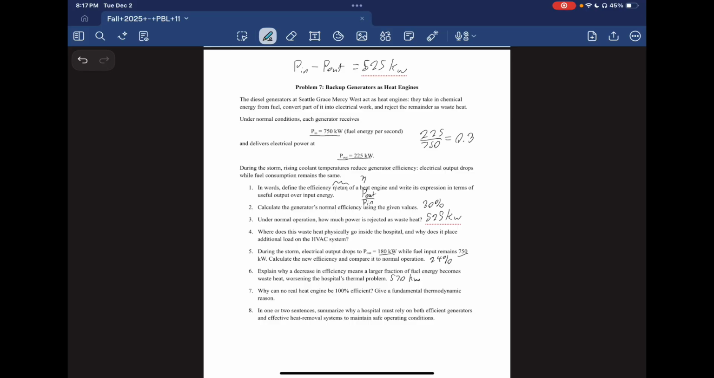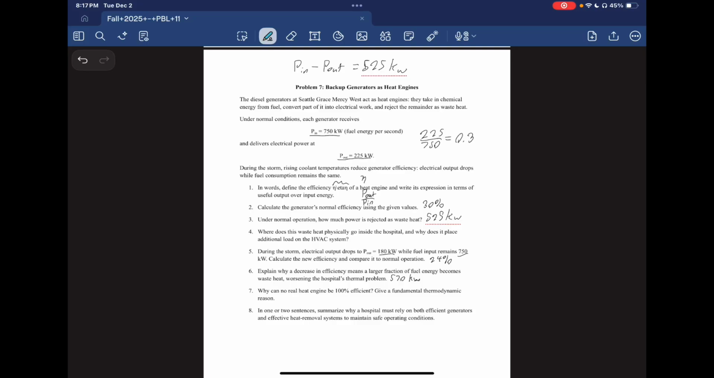And then no real heat engine can be 100% efficient because there's always going to be some form of waste energy. The system has to move, and that is going to produce some form of heat energy.